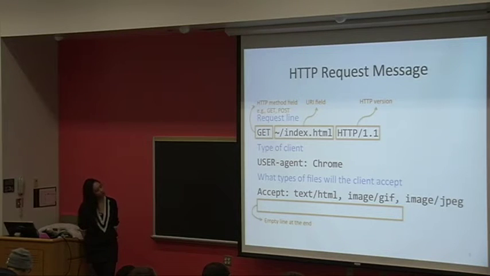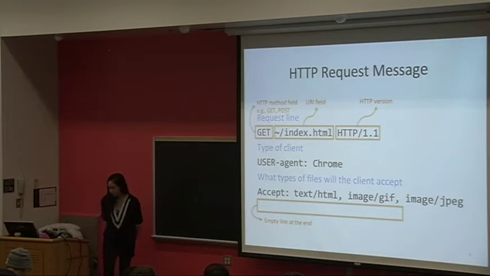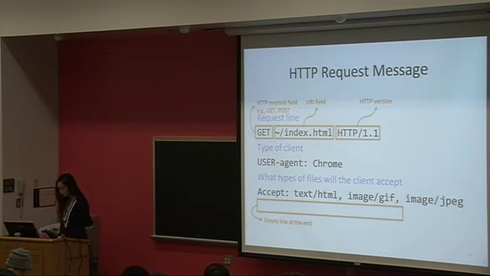And then the third line, we will basically just state what kind of files we want to accept. Here we only have text and image. So if you are trying to receive any kind of videos through this request, it won't work. It won't go through. Just the other kinds of resources will go through. So that's for the request message.